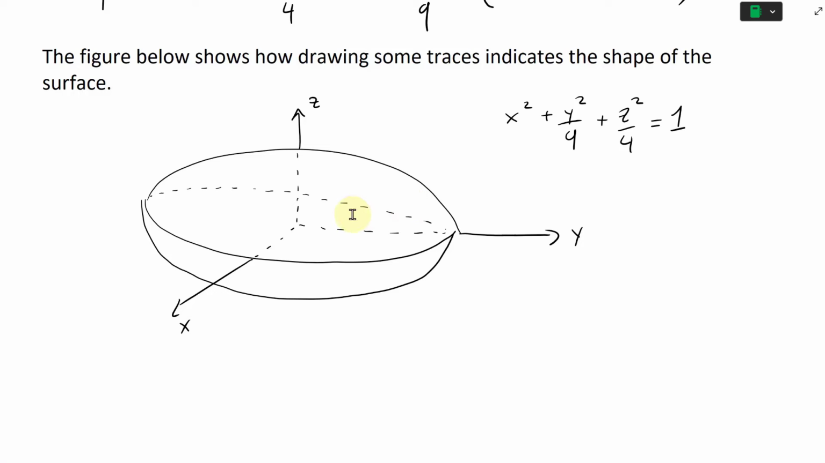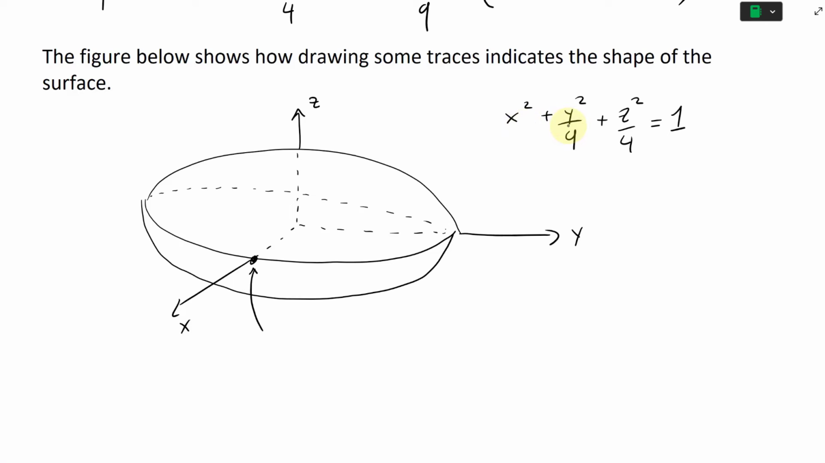So let's look at it when z is equal to 0. When z equals 0, we're just going to have this part. So then that means the a part is 1, so it's going to be right here, it's going to be 1. And so it's an ellipse.